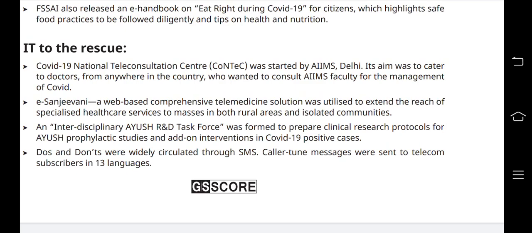An interdisciplinary Ayush R&D task force, research and development task force, was formed to prepare clinical research protocols for the Ayush prophylactic studies and add-on intervention on COVID-19 positive cases. Do's and don'ts were widely circulated through SMS. Caller tune messages were sent to telecom subscribers in 13 languages.